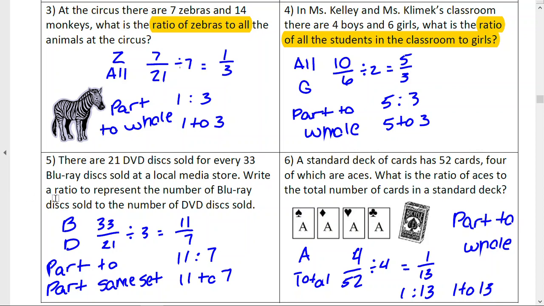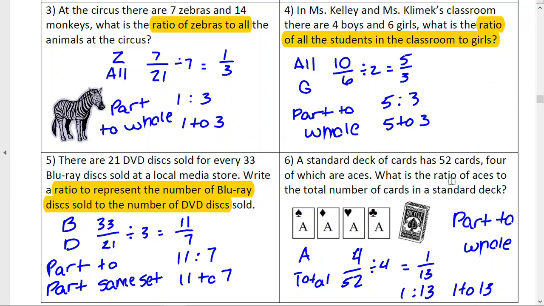For the next one, you're doing the ratio of Blu-ray to DVDs. So we're comparing Blu-rays to regular DVDs. That's 33 to 21. This one's tricky. It can simplify by 3. And this is a part-to-part same-set relationship.